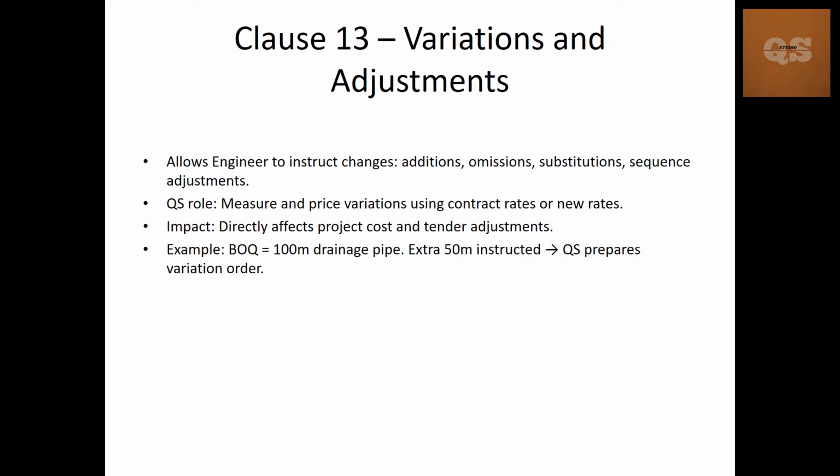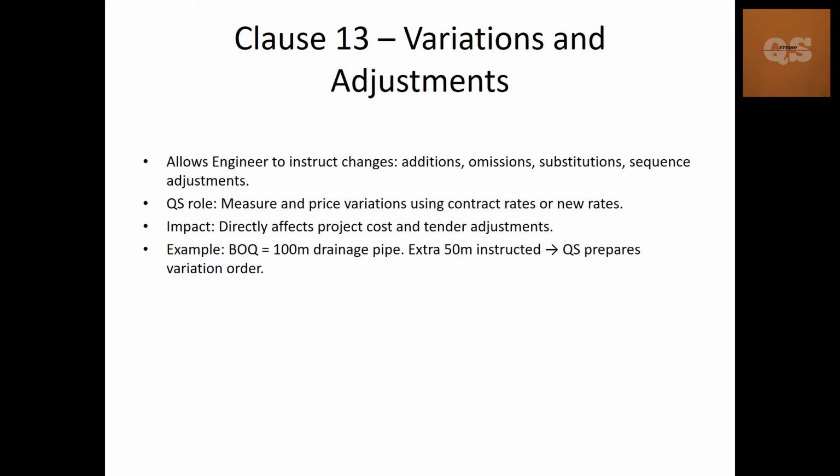or new rates. The contractual rates means there might be already some appendix wherein the items already existing for that project, the rates for these items is already available, maybe in the BOQ or the pricing schedule. Or else if it is completely a new item, then you have to do a completely new rate analysis to work out the new rates. The impact is mainly affecting the project cost and tender adjustment.